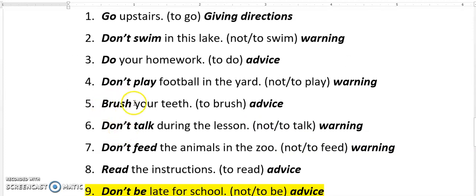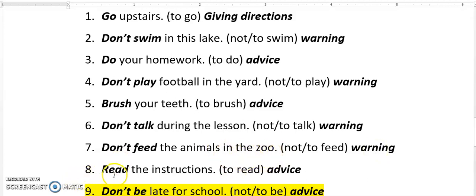And number 5, we have brush your teeth. Cepilla tus dientes. This is an advice. Number 6, don't talk during the lesson. This is a warning that maybe the teacher could say in the class. Number 7, we have don't feed the animals in the zoo. So this is a warning. Maybe we have a sign, un letrero, in the zoo, and we can find this imperative.